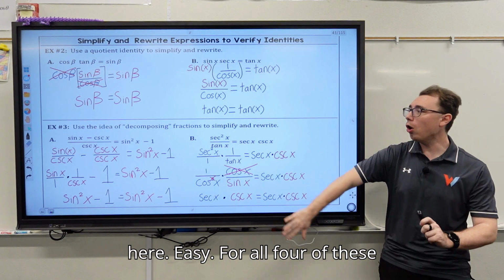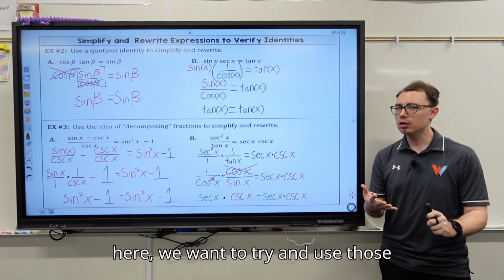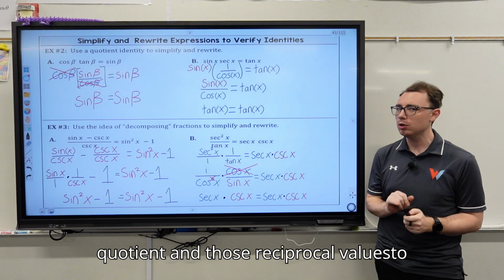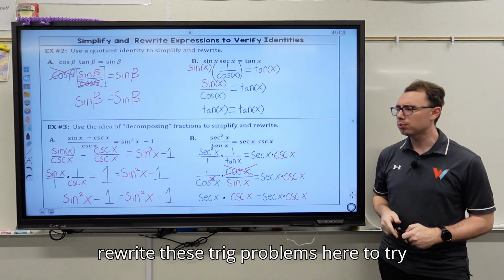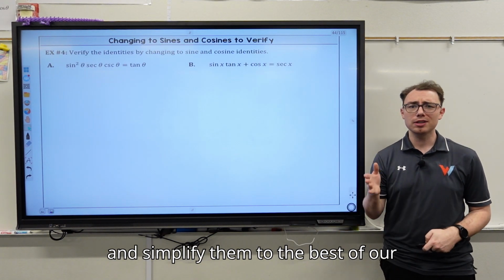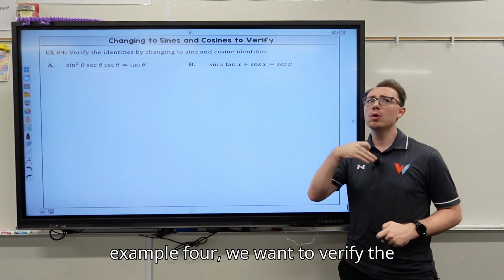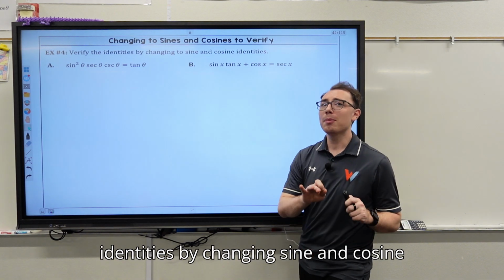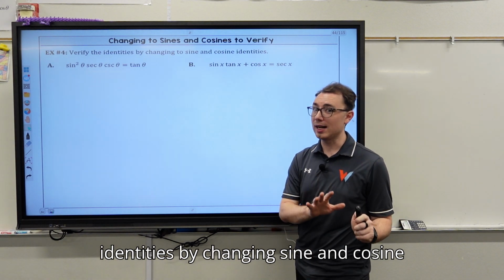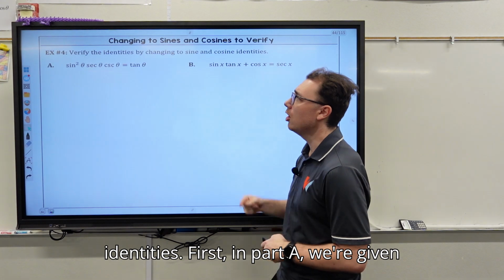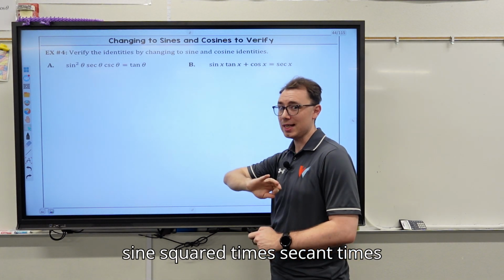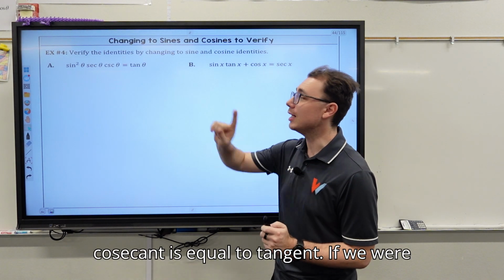Easy. For all 4 of these here, we want to try and use those quotient and those reciprocal values to rewrite these trig problems here to try and simplify them to the best of our abilities. If we take a look here at example 4, we want to verify the identities by changing sine and cosine identities. First, in part A, we're given sine squared times secant times cosecant is equal to tangent.